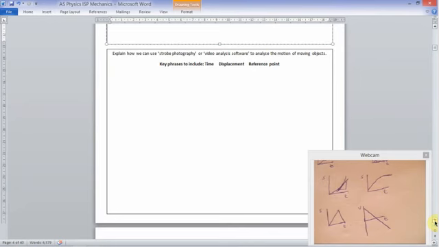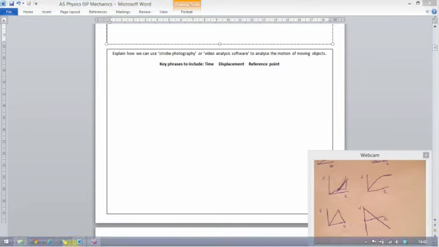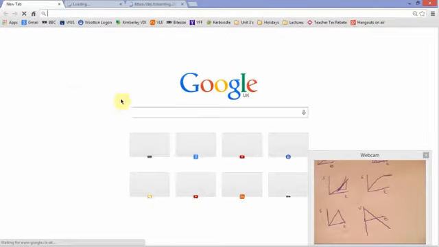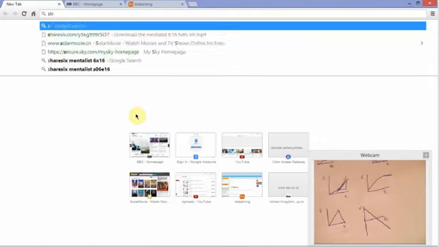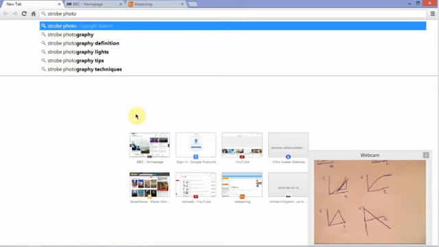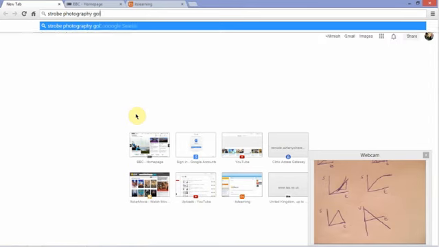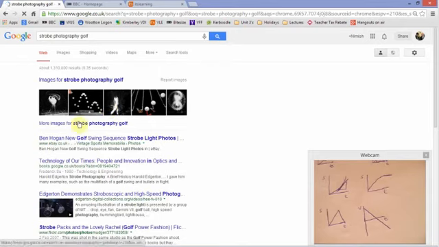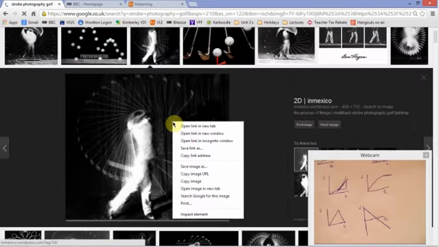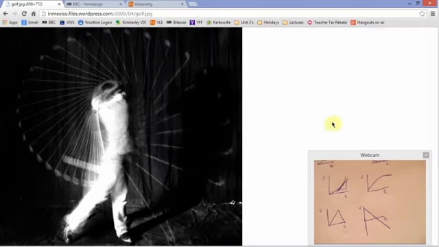Explain how you can use strobe photography or video analysis software to analyse the motion of moving objects. So let's quickly go onto the internet and have a look. If I just type in strobe photography, there's a really good one of a golf club, if I remember correctly, which I also use in lessons. So let's get this picture up. This one over here is very good. See if we can view this image and make it bigger. Oh, there we go. Brilliant.